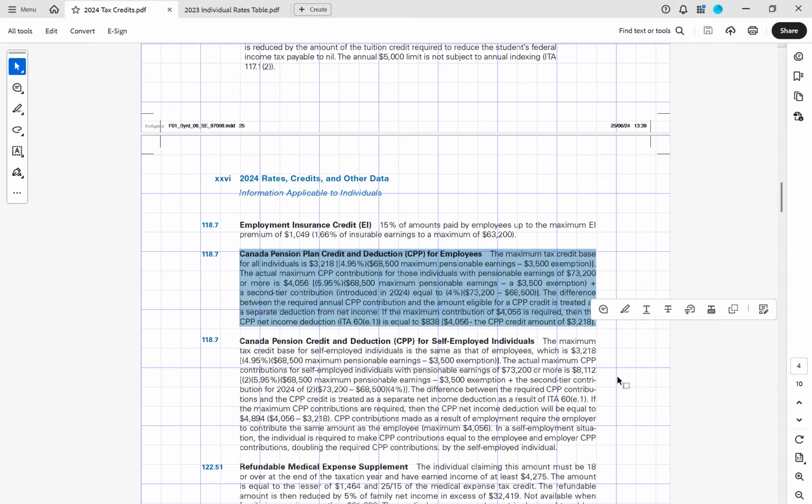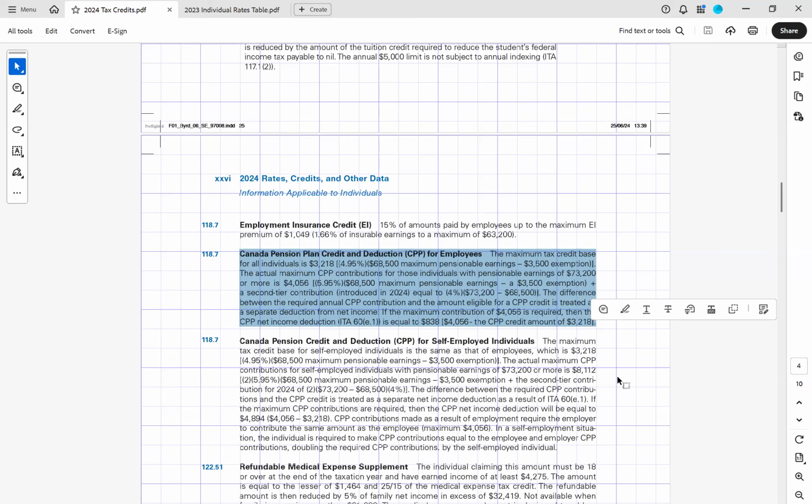the credit amount would be 3218, and the 838, the difference of the 4,056, which is the maximum that can be taken out, and the tax credit amount of 3218, that difference of 838 is a 3C net income deduction.